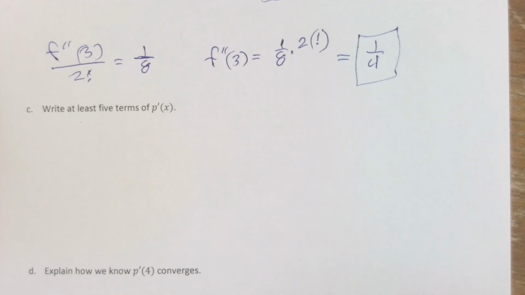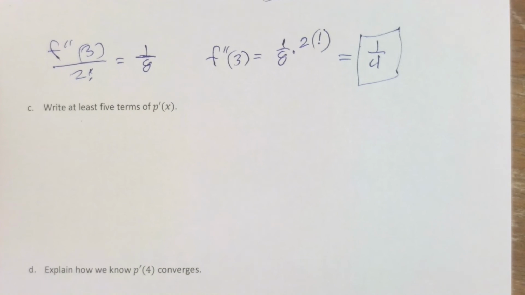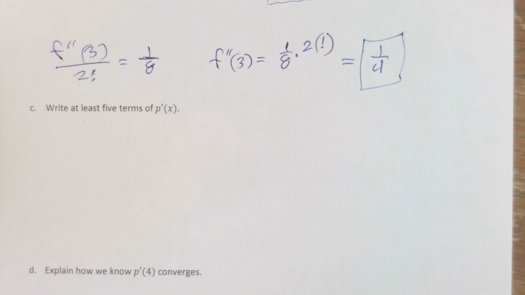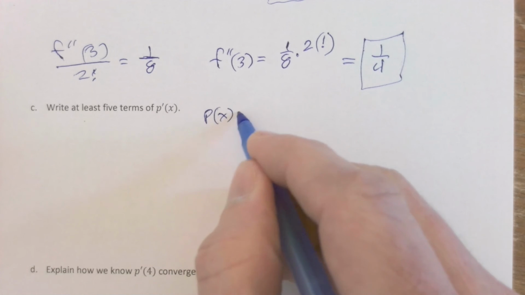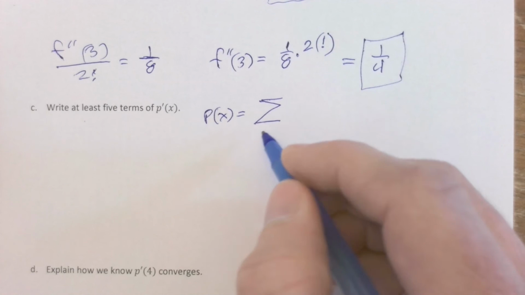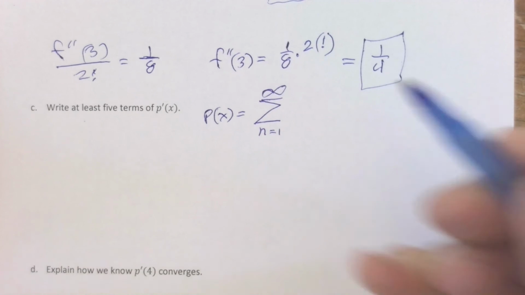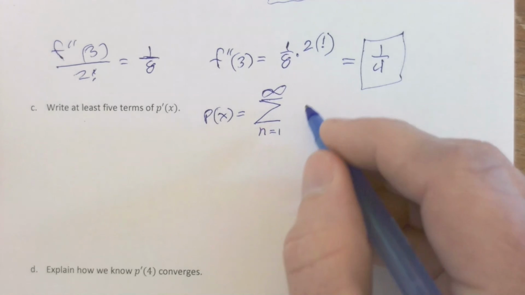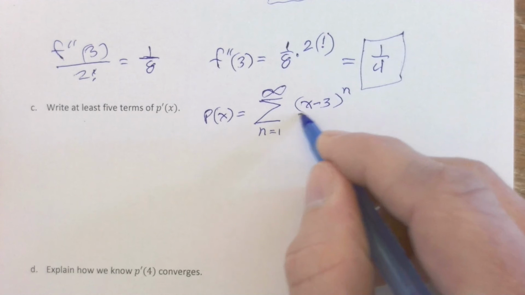All right. Write at least 5 terms of p prime of x. Okay, to get p prime of x, you're going to want to expand what p of x was in the first place. So remember, p of x in sigma notation is the sum from n equals 1 to infinity of x minus 3 to the n power over n cubed.